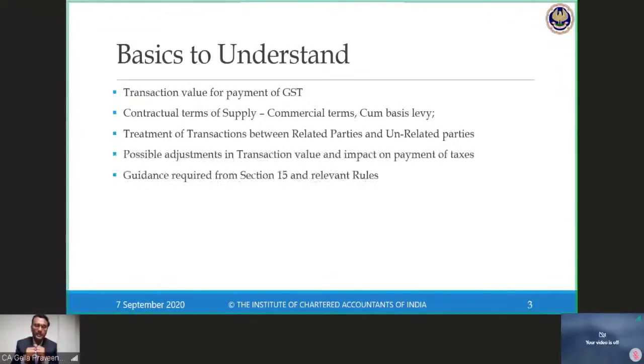For a moment, take an example. I have raised a tax invoice and have paid tax on a sum of rupees 1 lakh. Assuming the rate of tax is 18%. On 1 lakh, 18%, 18,000 tax was paid. After a period of 1 year or 2 years, at the time of departmental assessment, the officer says, look, you have adopted 1 lakh, but as per the valuation mechanism, 1,25,000 should have been the transaction value.